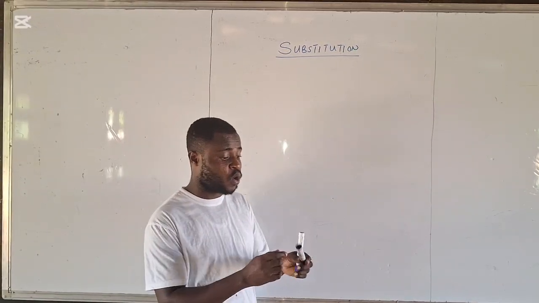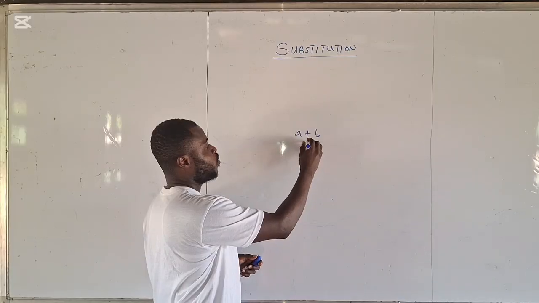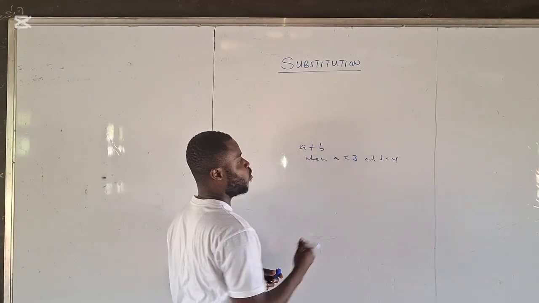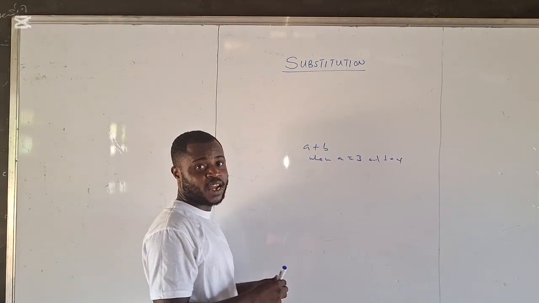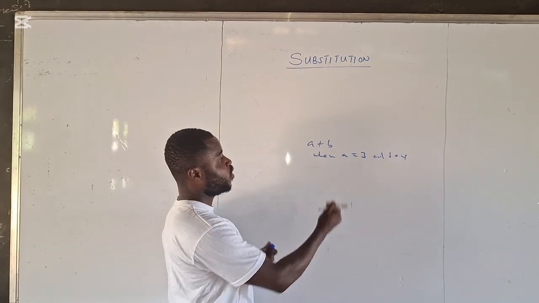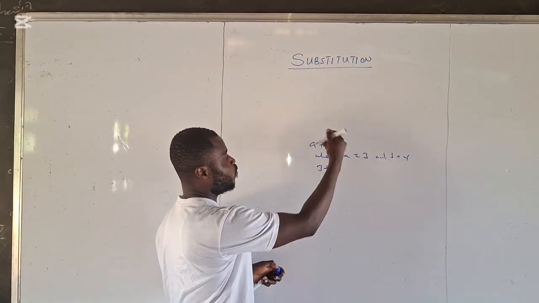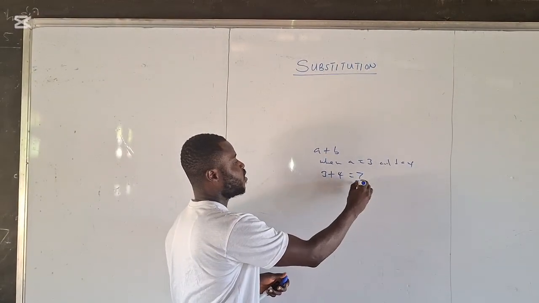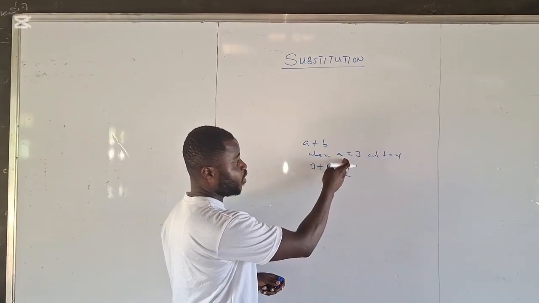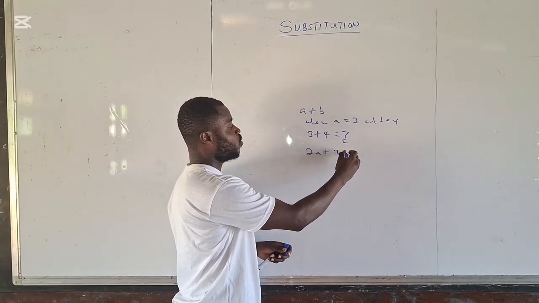So an example, like when we have A plus B, when A is 3 and B is 4, it means that they've given you the values of A and B. You have to put it back into the expression. So replacing A with a 3 will give us 3. Replacing the B with a 4 will give us 4, which will give us 7. This is substitution.